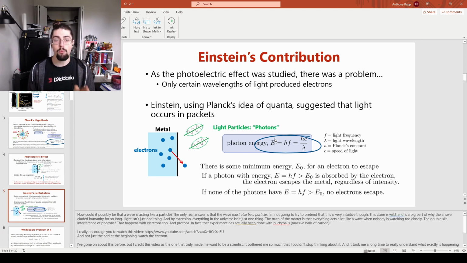This basically said, okay, if on a per photon basis there is enough energy to rip away that electron, we see current. If there is not, then we will never see current. It doesn't matter how much energy actually hits there. It has to be the energy per photon that meets some threshold before we can start ripping electrons away.